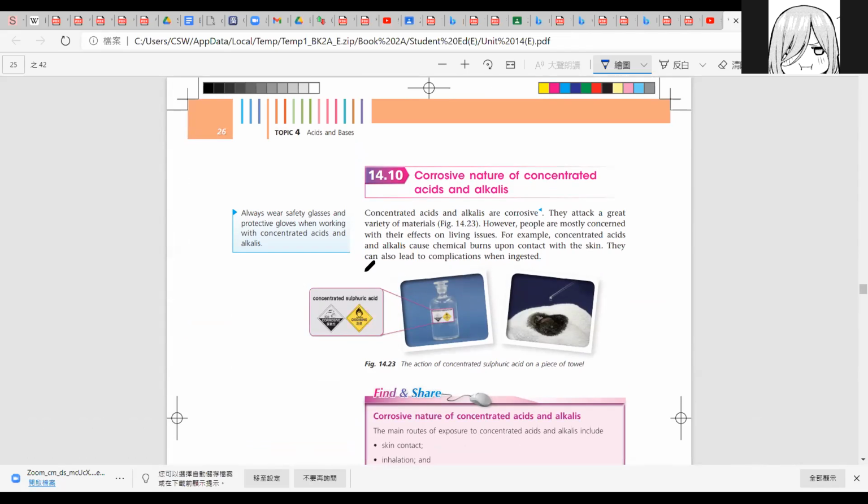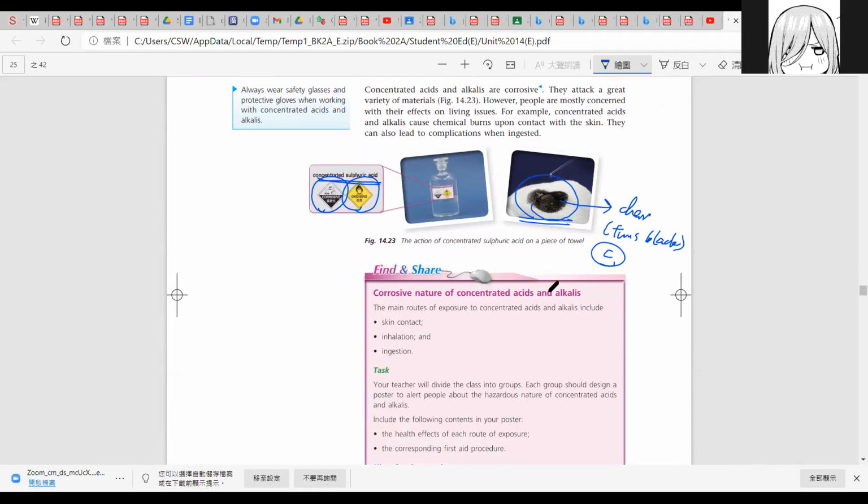Well, what is worse still is the corrosive nature of concentrated acid and alkali. Highly corrosive. For example, concentrated H2SO4 is corrosive and oxidizing. When I drop this onto a piece of cloth or paper, what will happen? It will char. It will turn black. So carbon will be formed. Very terrible. Why is it carbon?